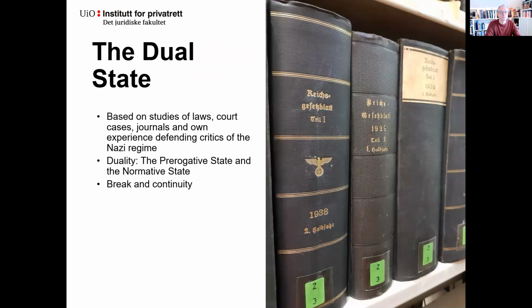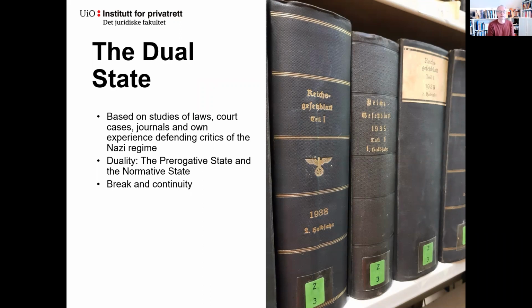He based his studies on the laws that were developed because the Nazi state had an important legislative activity. He based it on court cases, on discussions in legal journals, and on his own experience defending critics of the Nazi regime. And according to Fraenkel, what developed was both a continuity and a discontinuity within law, within the Third Reich. We had what he called the normative state, which was the continuity of law within the Nazi state.